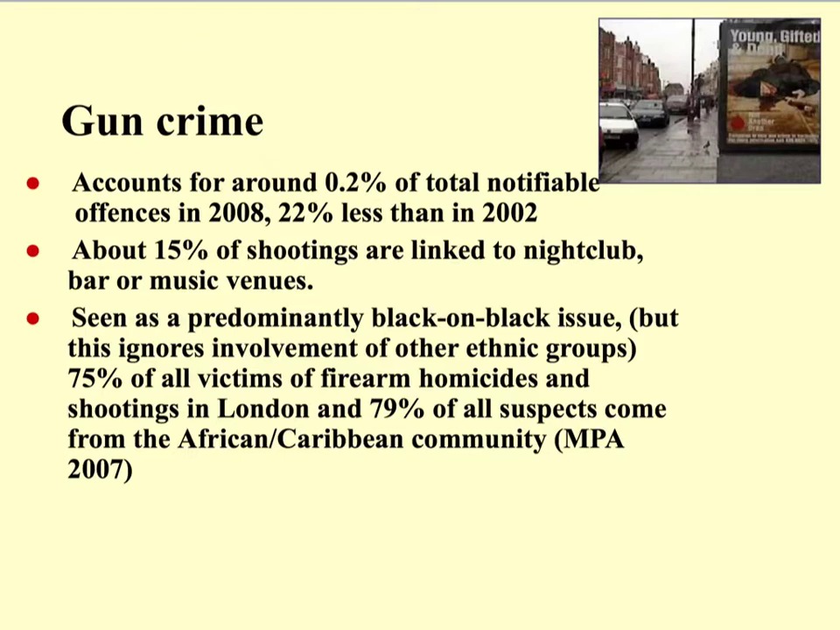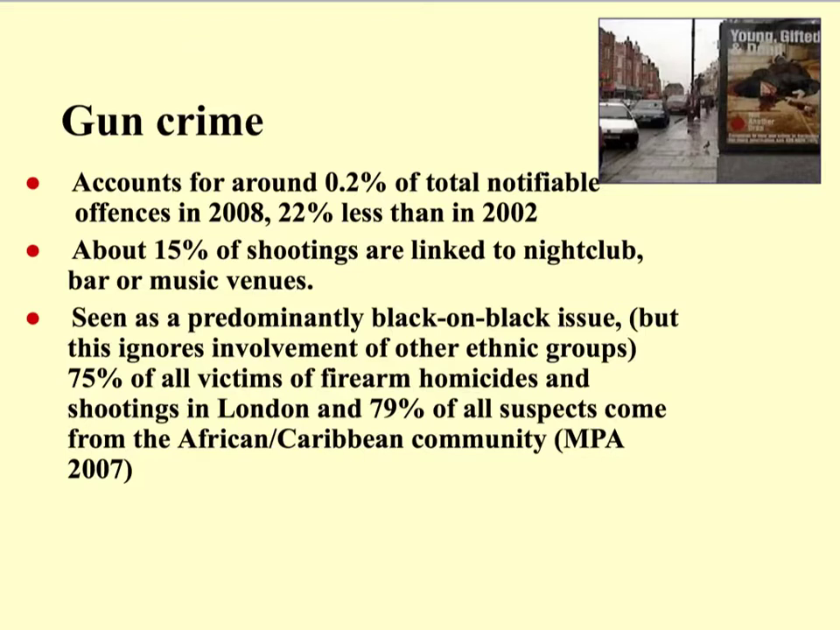Gun crime is always in the news, and when we speak about gun crime, it tends to be considered a black-on-black issue. But this involves other ethnic minority groups. Gun crime actually only totals about 0.2% of total offences in 2008. So actually it's not as big a problem as maybe we are led to believe. And you might want to consider, why is it that we know so much about gun crime? Why is it reported more often?